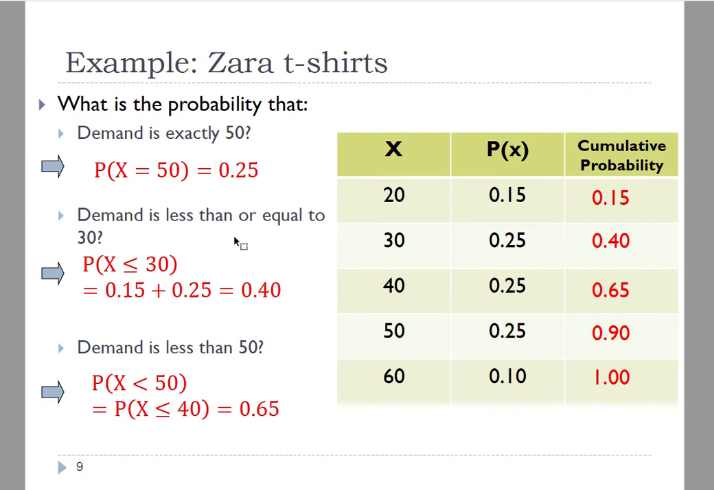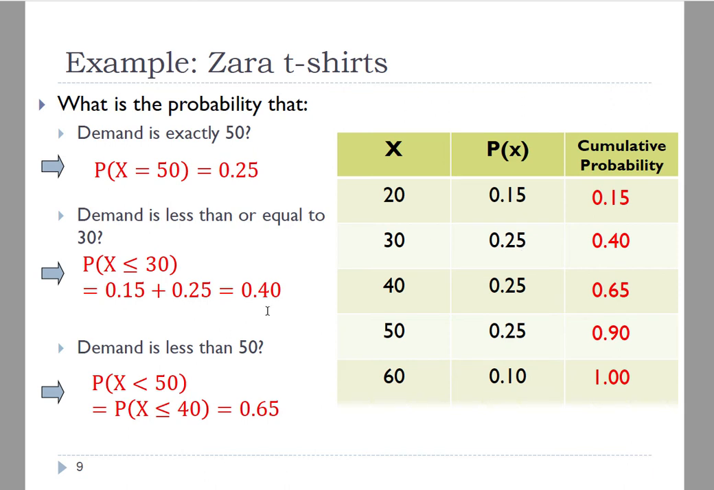These are very important words. I want to know if the probability of x is going to be less than or equal to 30. So guess what? I'm going to include 30 in that. Since I want to know what the demand is, I'm going to go over here to 30 and add the values for 20 and also for 30. So 0.15 plus 0.25 gives me 0.40.